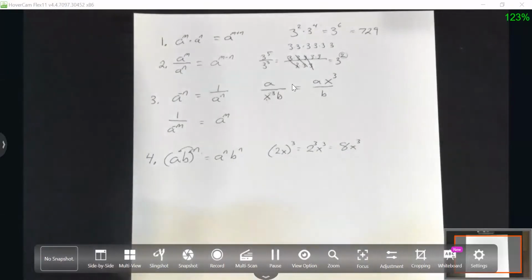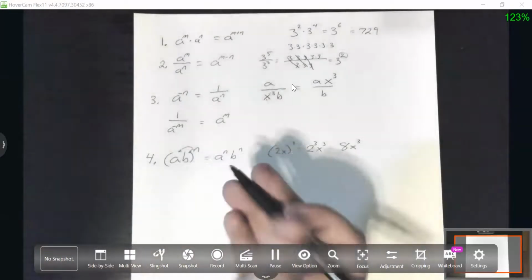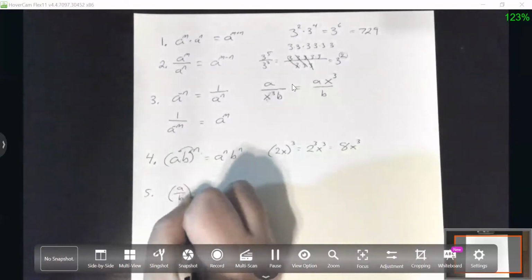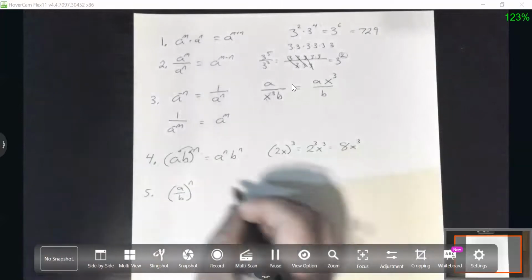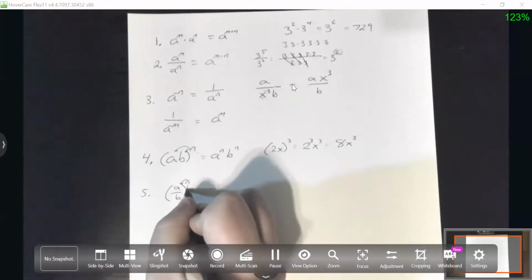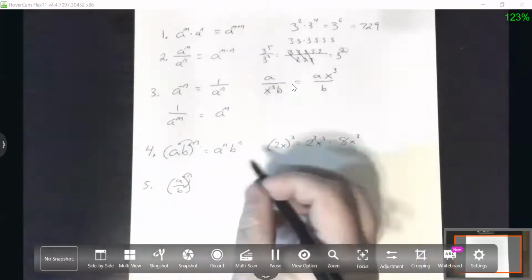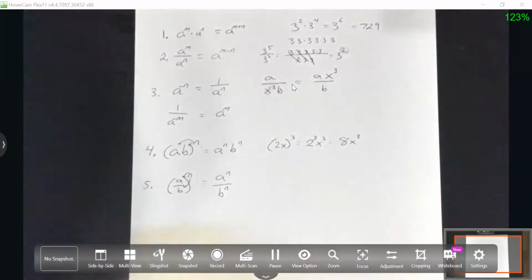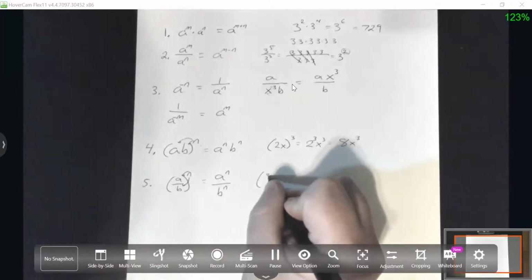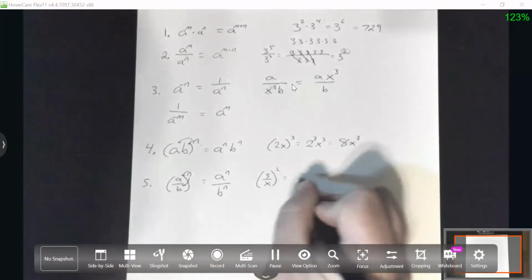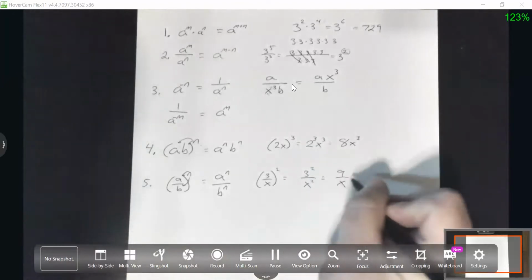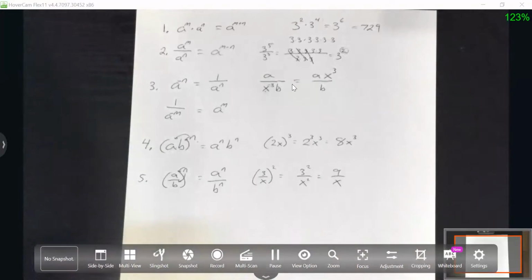Just like exponents can distribute across multiplication, they can also distribute across division. So if we had something like a over b to the n, that n is still going to go to each thing inside of it. So that gives us a to the n over b to the n. Again, a concrete example would be like 3 over x squared. That'd give us 3 squared over x squared, which would be 9 over x squared. Okay, that's 5 rules. We've got 2 more to go.